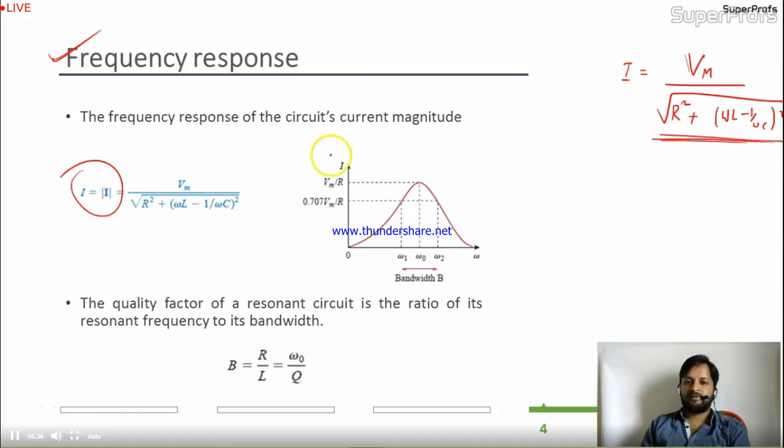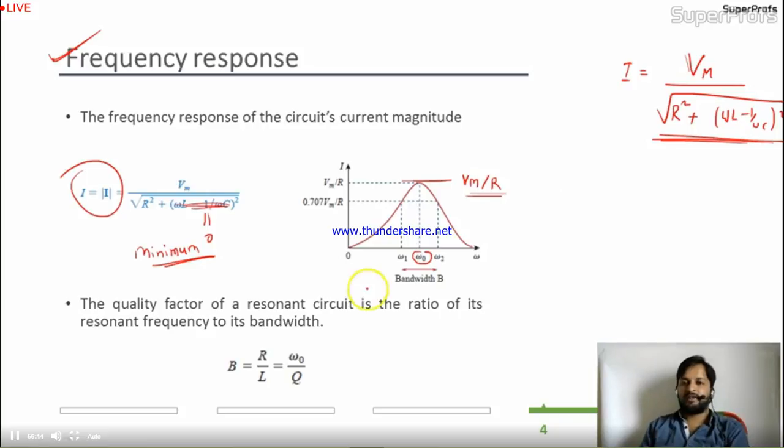I can draw the graph of this current like this. The current will be maximum at the resonant frequency. Why? Because at resonant frequency this part is going to be 0, and we get minimum resistance. Minimum resistance means the current will be maximum. So this is the frequency in this graph where the current is maximum, and the maximum current is given by Vm by R, because at resonant frequency you don't have the reactive parts, only the resistive part.